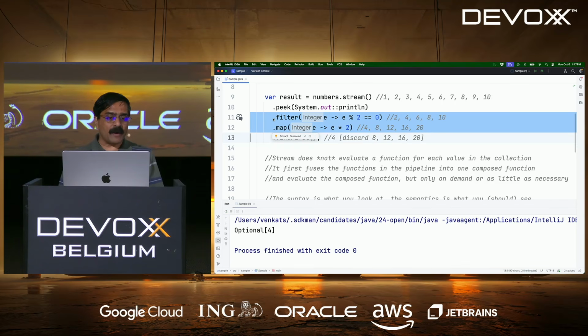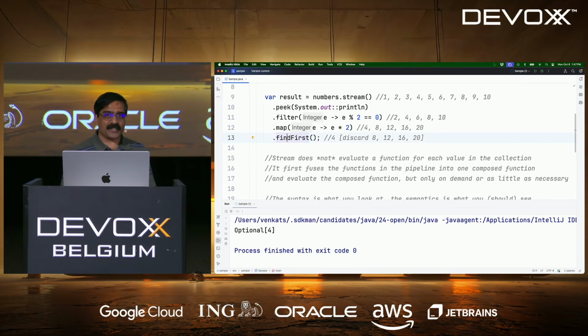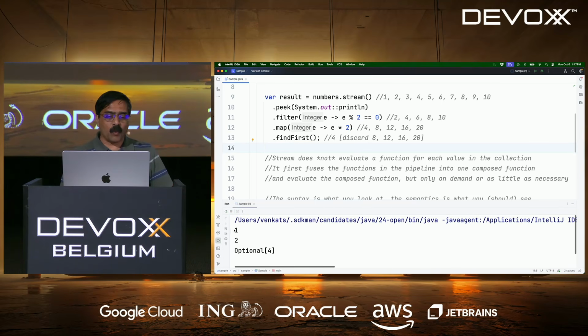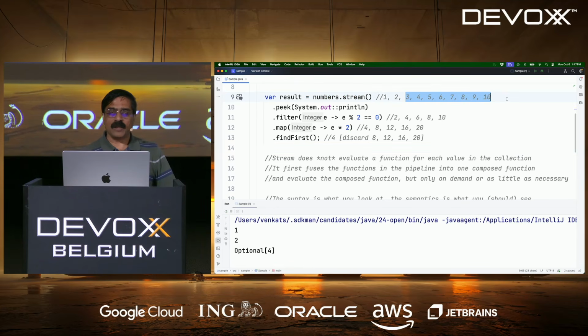And the minute it's transformed to 4, it goes to the next function, find first. And the find first says, gosh, thank you. I just wanted the first value. You gave me a first value. Thanks, I'm done. We can go home. So the minute find first signals we can go home, the rest of the pipeline does not get executed. So as a result, when you run this code, you notice the peek showed 1 and 2, but it never touched 3 all the way up to 10. Well, that basically is the concept of lazy evaluation.